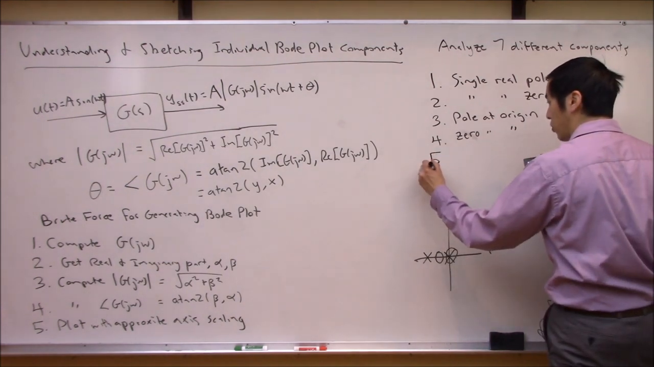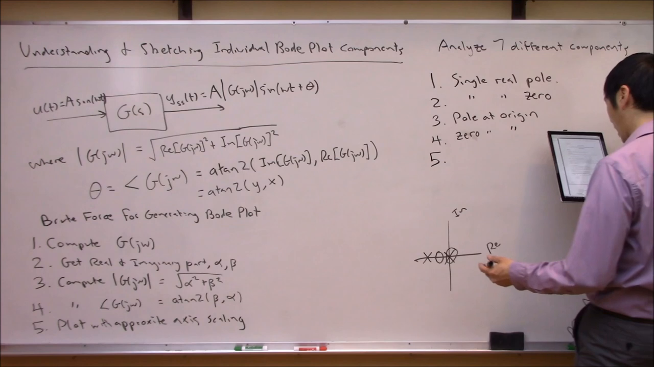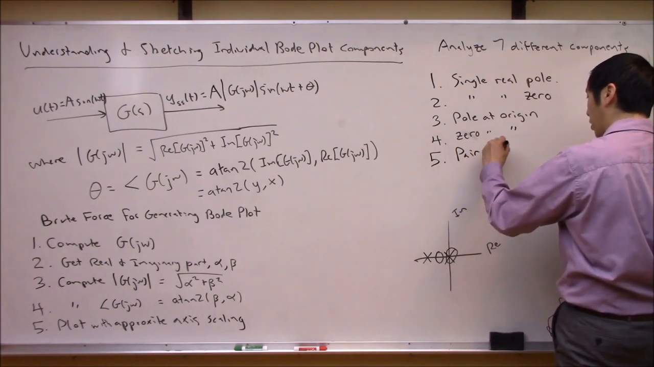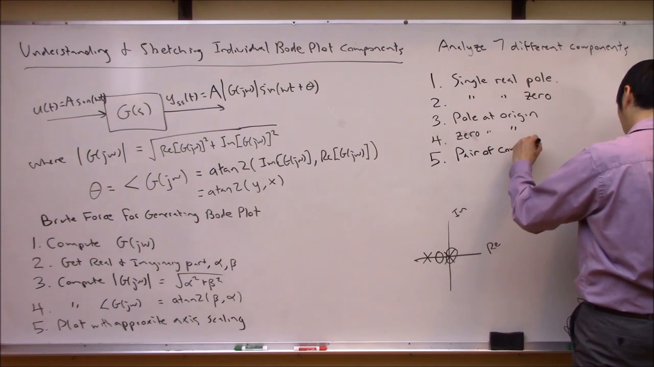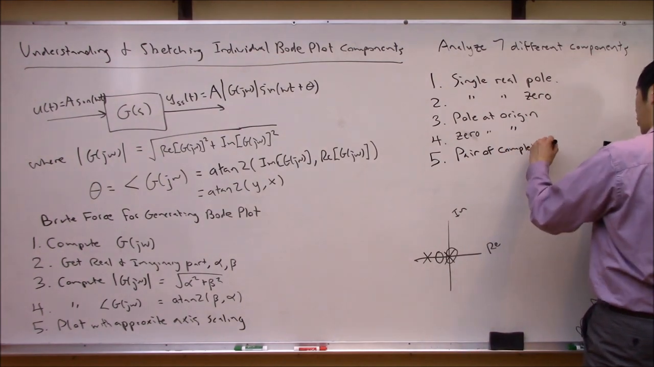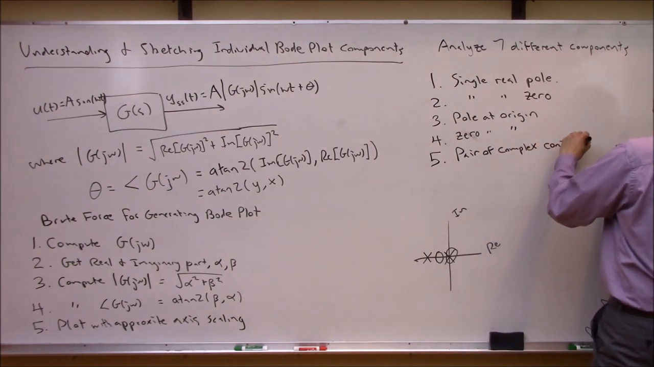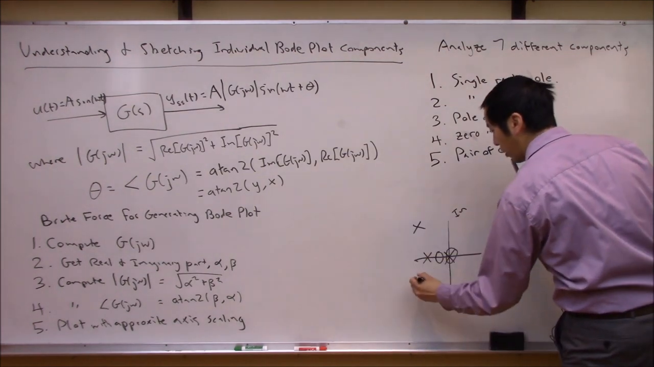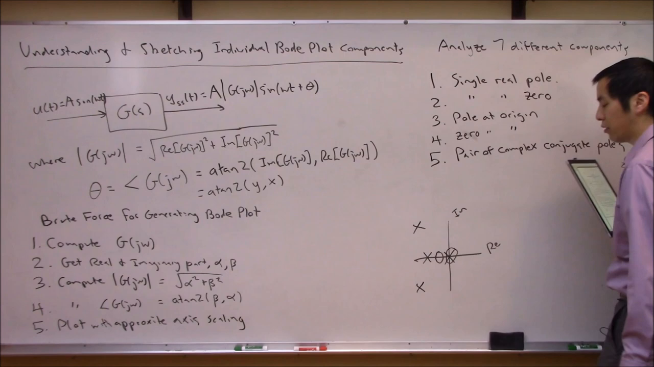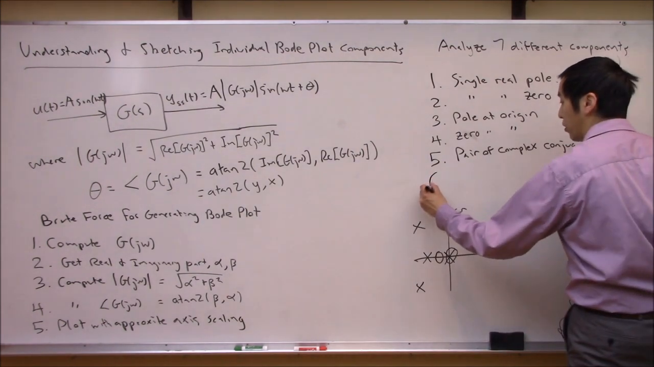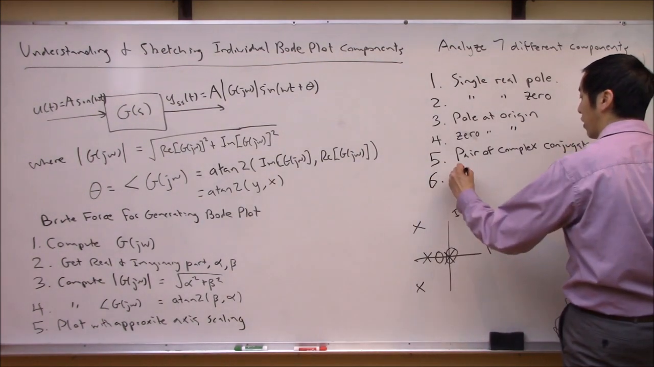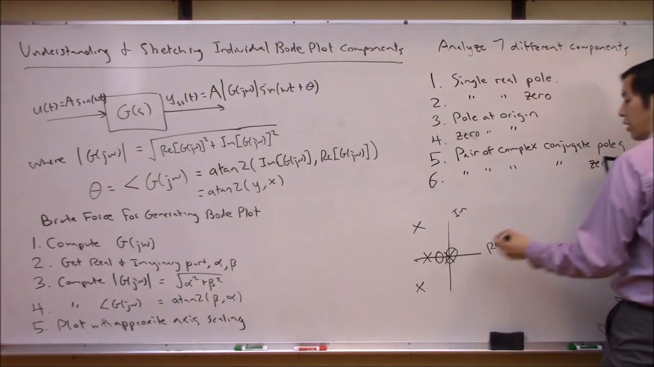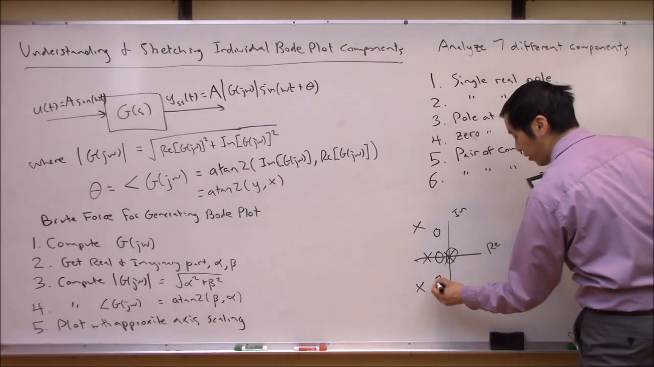Okay, what else could you have here? Let's also look at, how about a pair of complex conjugate poles? You might have poles out here that are conjugates. The sixth building block or component of a transfer function is, how about a pair of complex conjugate zeros? So you could have a zero here and a zero here.